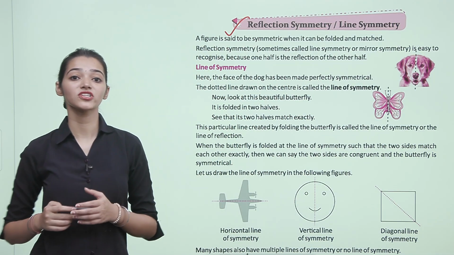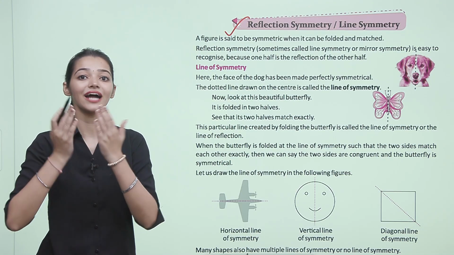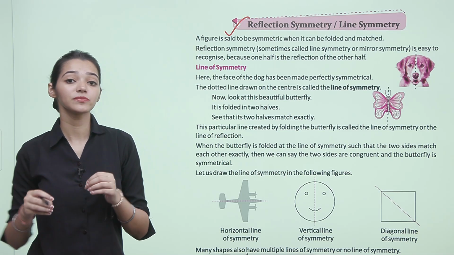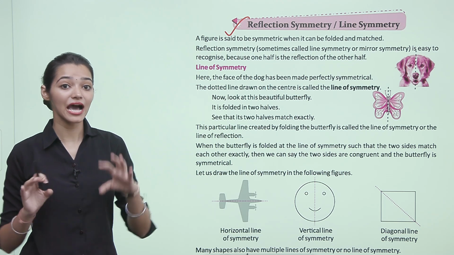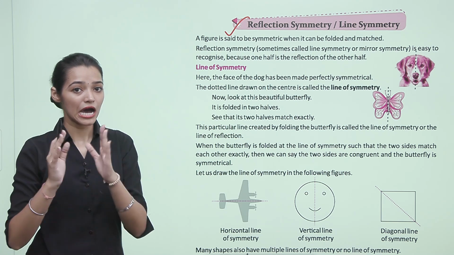Now let's start with the reflection symmetry and line symmetry. A figure is said to be symmetric when it can be folded and matched. Reflection symmetry, sometimes called line symmetry or mirror symmetry, is easy to recognize because one half is a reflection of the other half.